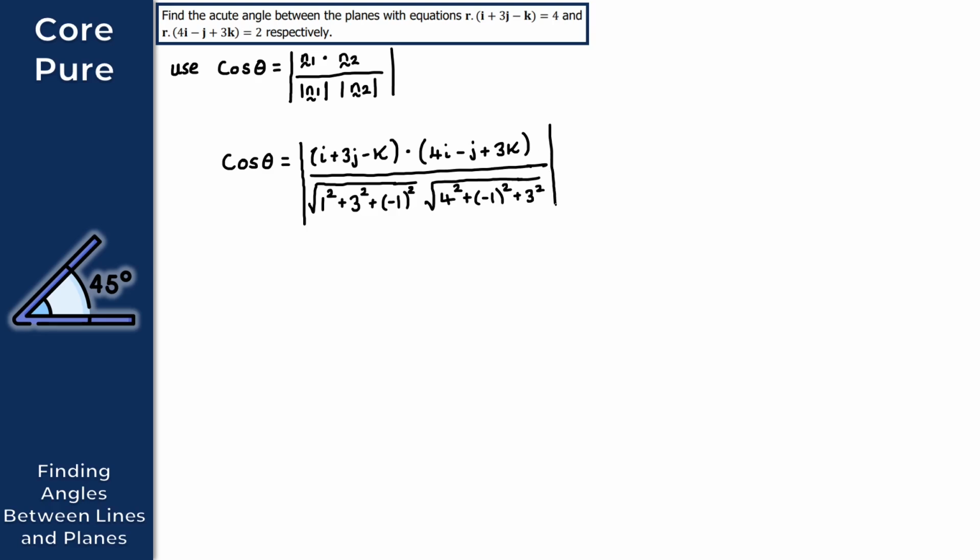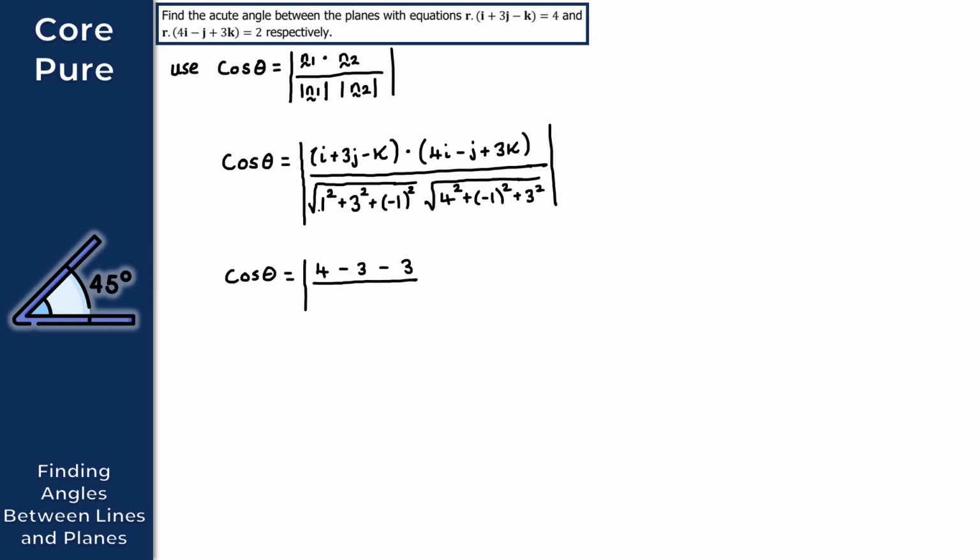Let's simplify this as we go. So let's start with the numerator. cos theta is equal to, again, we take the modulus of the scalar product. We do 1 times 4, which gives 4. We then do 3 times minus 1, which gives minus 3. And finally we have minus 1 times 3, which again gives minus 3. And this is all over them.